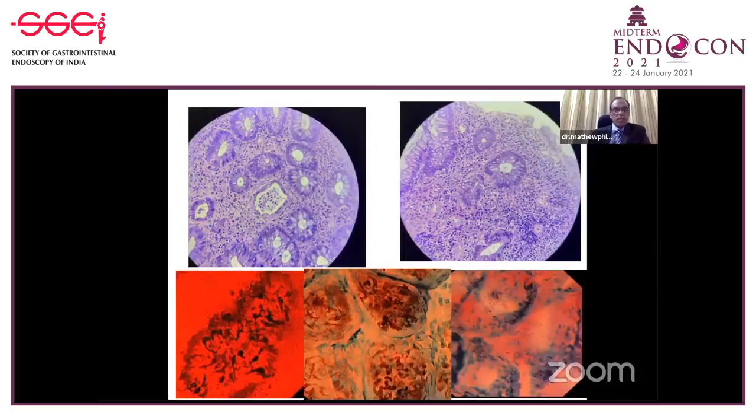And we saw pictures like this. This is a crypt. Whether this is a crypt abscess, I don't know. But this is again a crypt, and you can see there is a lot of dead material inside. And this is a crypt with a lot of inflammation. So this is probably a cryptitis. This is a probability. Next slide.